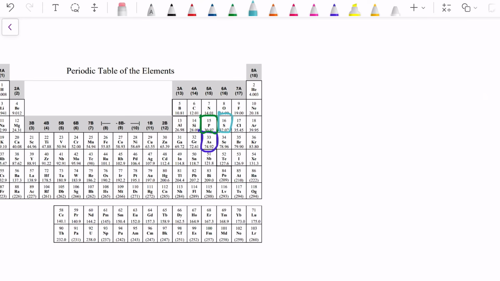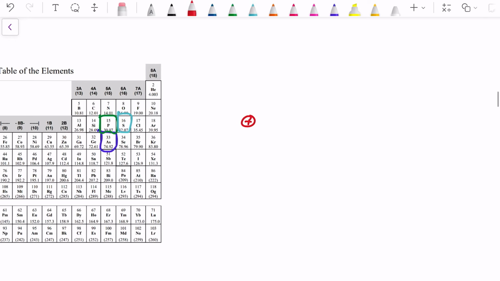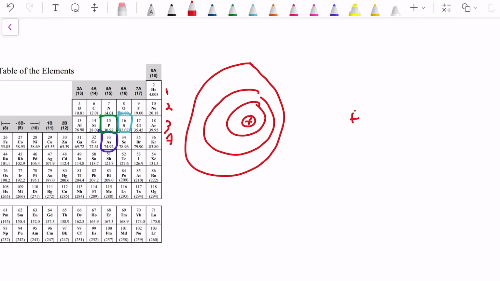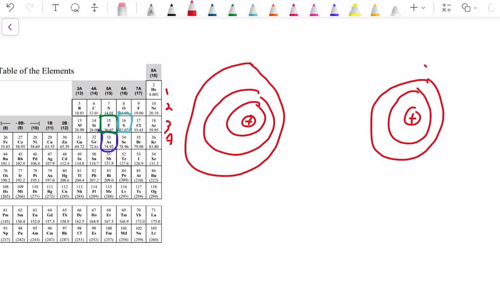AS, I think it's arsenic. I keep calling it AS. Let's compare arsenic to phosphorus. 1, 2, 3, 4. Phosphorus only has 3 energy levels, whereas arsenic might have 5, actually. It might have 4 compared to phosphorus's 3.